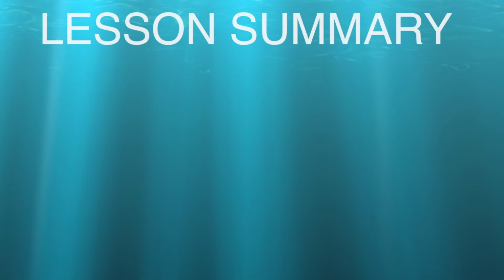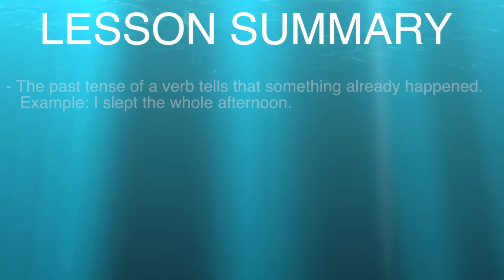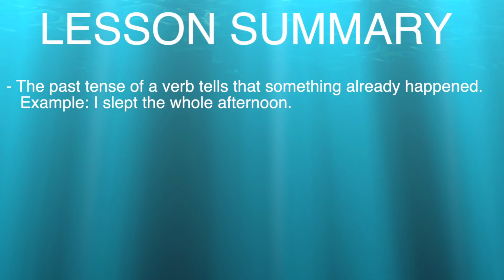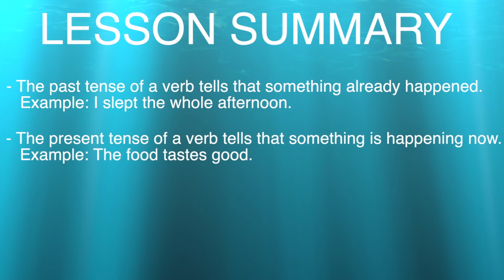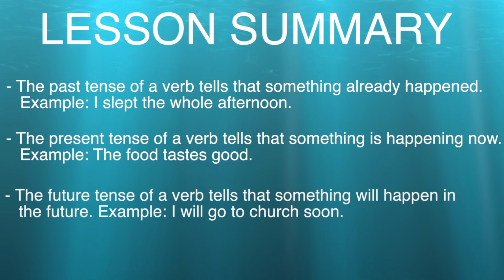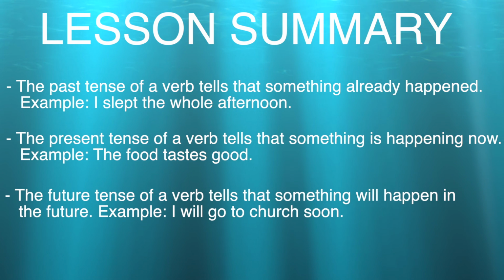Shall we now recap on what we've learned? In today's lesson, we have learned that the past tense of a verb tells that something already happened. For example, I slept the whole afternoon. The present tense of a verb tells that something is happening now. For example, the food tastes good. The future tense of a verb tells that something will happen in the future. I will go to church soon.